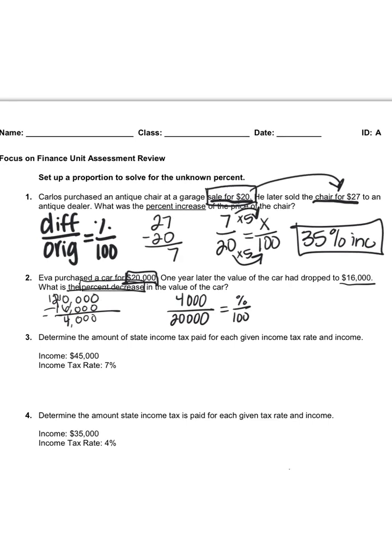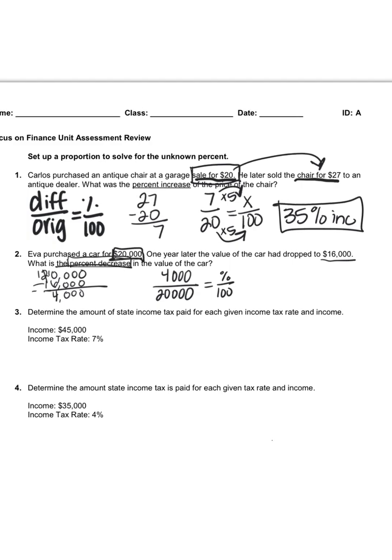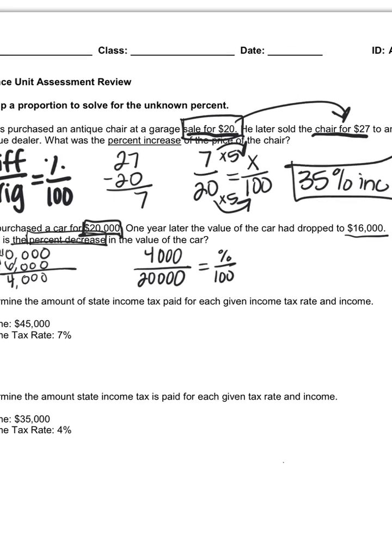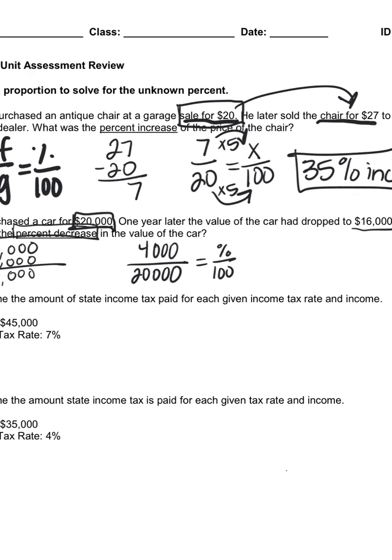Okay, so I can do my tens trick. I can get rid of a 0 on top and a 0 on bottom. So I'm going to mark out a 0, 0, and 0. I can only do that 3 separate times. Then I can do 4 over 20 is equal to percent over 100.